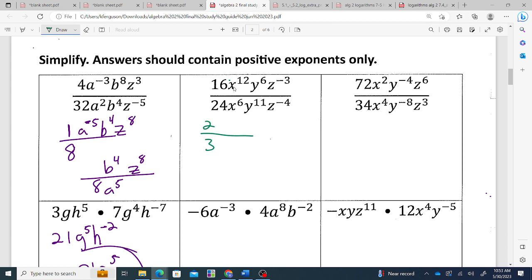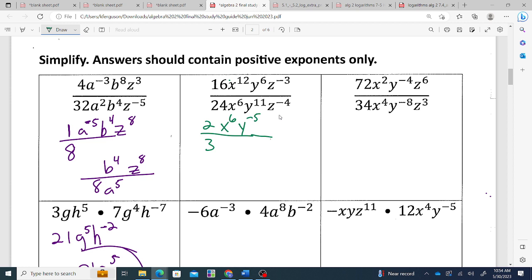So now I got x to the 12 divided by x to the 6. 12 minus 6, x to the 6. Then I got y to the 6 divided by y to the 11th. 6 minus 11, that's negative 5. So I'm gonna move it to the denominator after this step, yes.